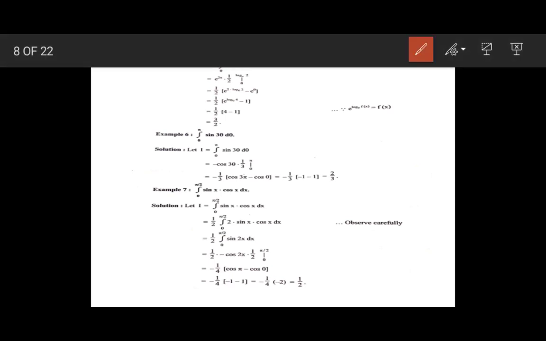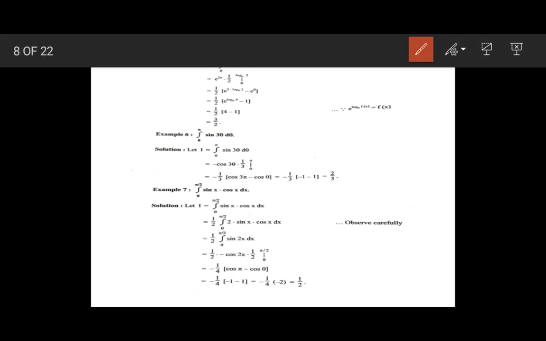Then see the next example. The question is evaluate the integral from 0 to log 2 of e raised to 2x dx. Okay, so the integral of e raised to x, we know that the integral of e raised to x is e raised to x, right? So it will be e raised to 2x divided by the coefficient of x. So the coefficient of x is 2, so into 1 upon 2. Then the limit of integration is 0 to log of 2.